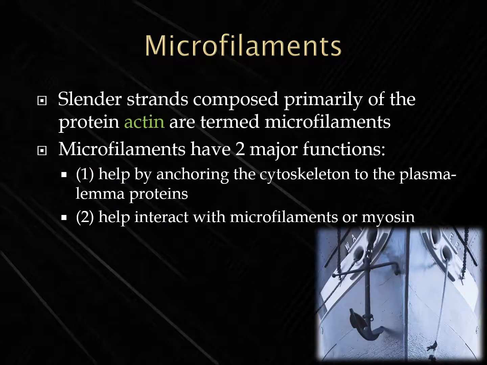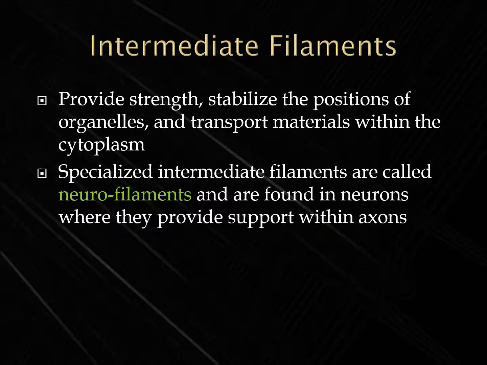Slender strands composed primarily of the protein actin are termed microfilaments. Microfilaments have two major functions. 1. They help by anchoring the cytoskeleton to the plasmalemma proteins, and 2. They help interact with microfilaments or myosin.